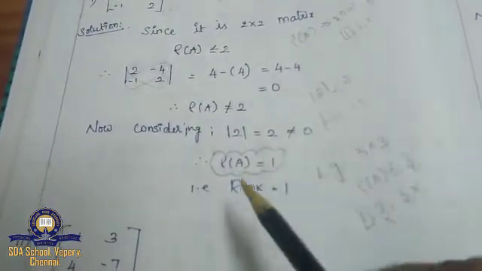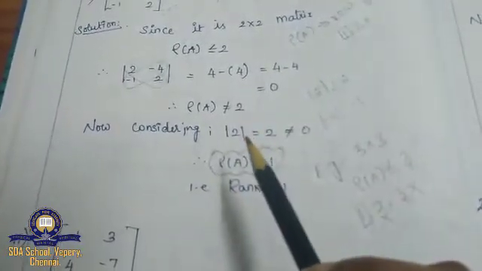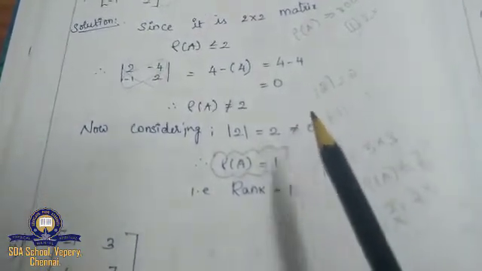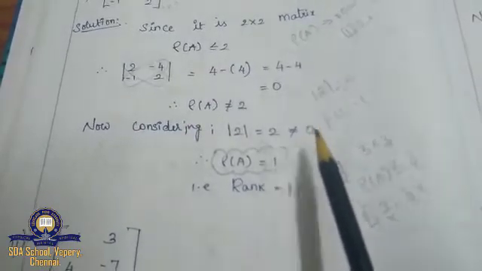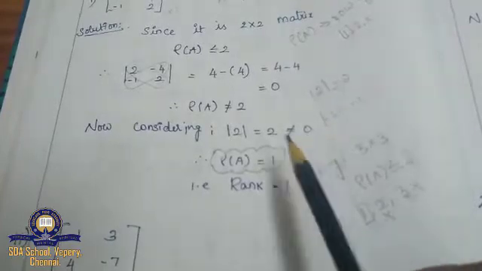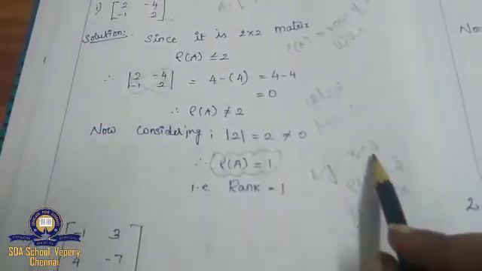After taking another determinant value, you can take whichever determinant it may be. That determinant will definitely give some number. It cannot be 0. Definitely you'll get some number, and that number should not be equal to 0. If that happens, your rank is 1. So this is the case for a 3 cross 3 matrix.